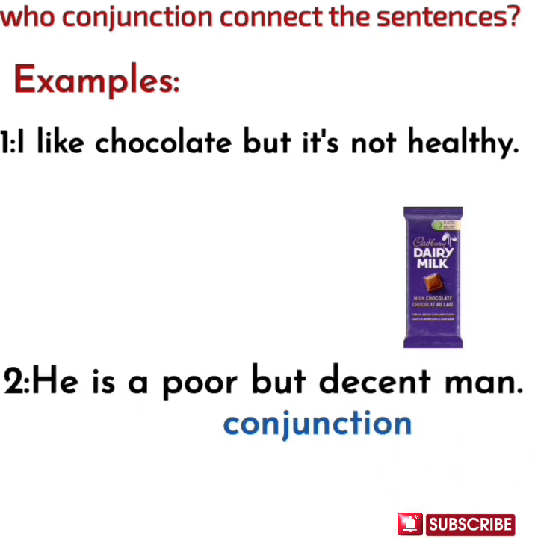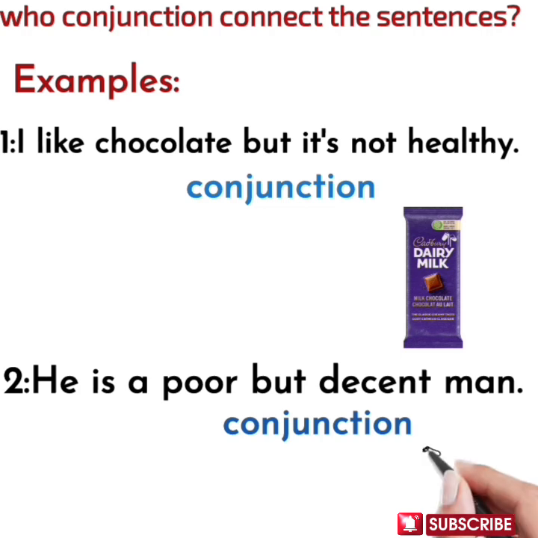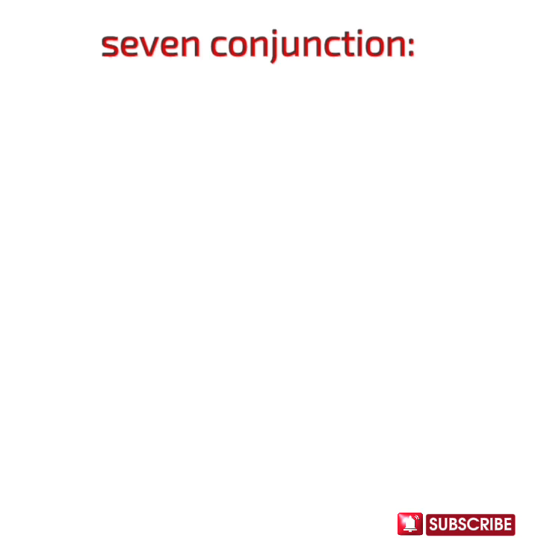Second, he is a poor but decent man. In this example, he is a poor is our first part and decent man is our second part. Here, but is also a conjunction because it's connecting them. So these are the conjunctions that connect sentences. Now we are going to talk about the types of conjunction.